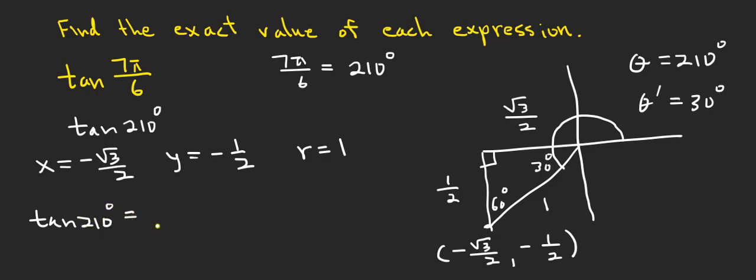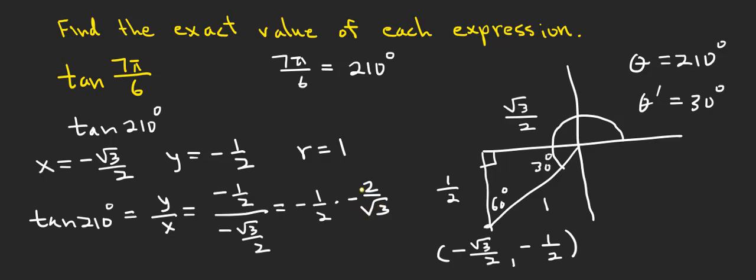So what is tangent of 210 degrees, or tangent of 7 pi over 6? That's going to be y over x, which is negative 1 over 2 divided by negative radical 3 over 2. This is the same thing as negative 1 over 2 times negative 2 over radical 3. So the 2 cancels out and negative times negative is positive. So you get 1 over radical 3. You don't want a radical on the bottom, so multiply top and bottom by radical 3. You will get radical 3 over 3. So therefore, tangent of 7 pi over 6 is radical 3 over 3.